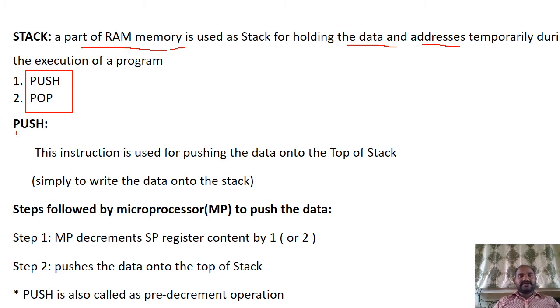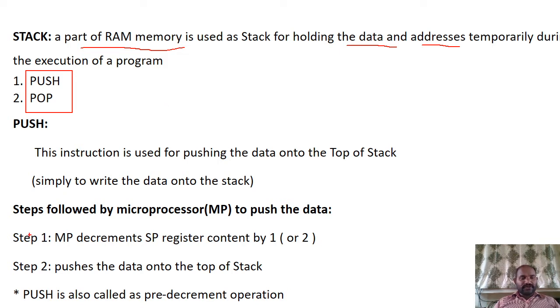Okay, what exactly is the push operation? Let us define the push. Push is used for writing the data onto the top of the stack. How exactly does the microprocessor write the data onto the top of the stack using the push instruction? For that we have steps. The steps followed by the microprocessor to push the data onto the top of the stack: step 1 is first it decrements the SP register content by 1.